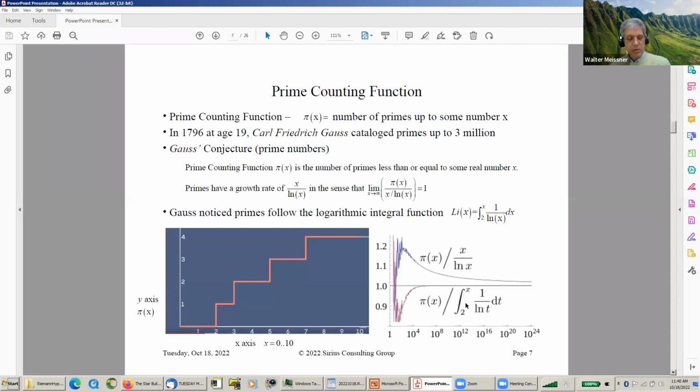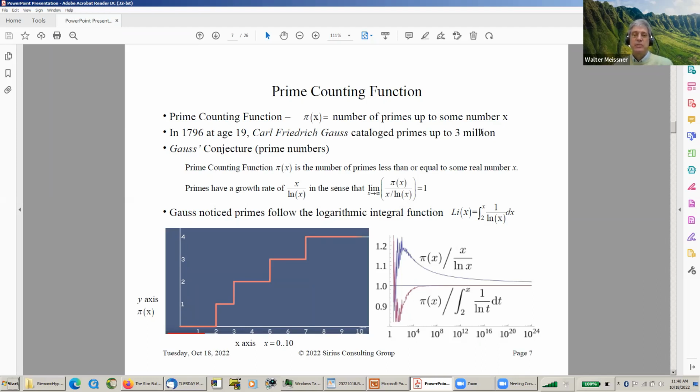Okay, let's talk about the prime counting function. The prime counting function is defined as pi of x, which is equal to the number of primes up to some number x. In 1796, at age 19, Carl Friedrich Gauss cataloged primes up to 3 million. The fact that he did that is pretty amazing by itself.